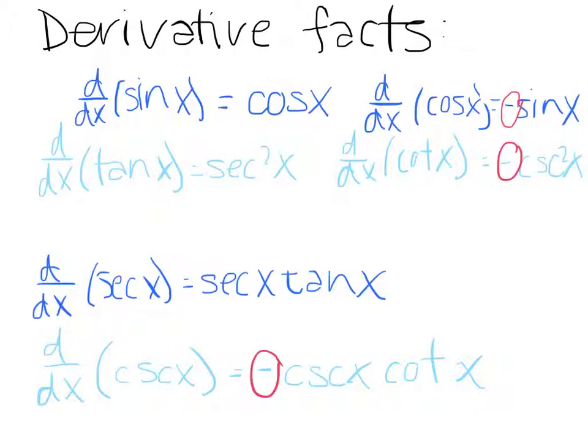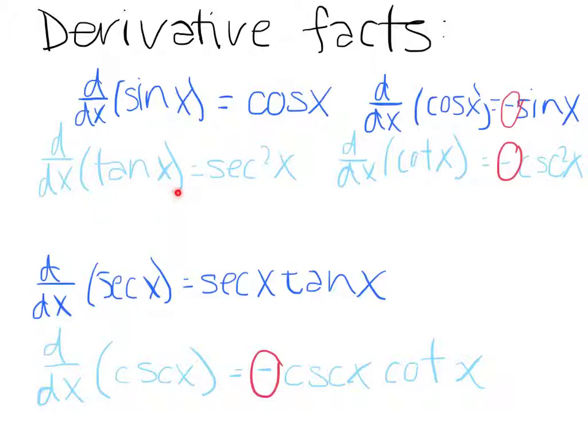The derivative of sine of x is cosine of x. Likewise, the derivative of cosine x is negative sine of x. Whenever it's a cosine, cotangent, cosecant, it is always negative, negative, negative.